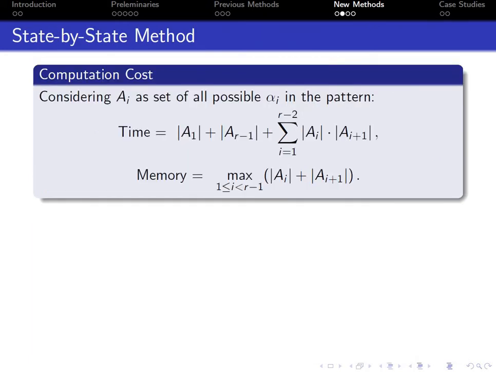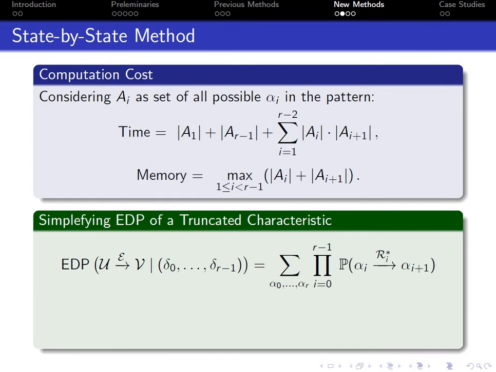We denote the set of all possible alpha i's in the pattern with AI. Using this notation, the computation complexity of this method is the sum of the computations in each step. And for the memory, in the way that we explained previously, it would be equal to the sum over the sizes of all AI's. But we only need to keep two consecutive tables. So the memory complexity of our method can be reduced to this equation.